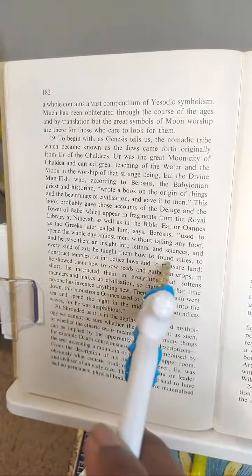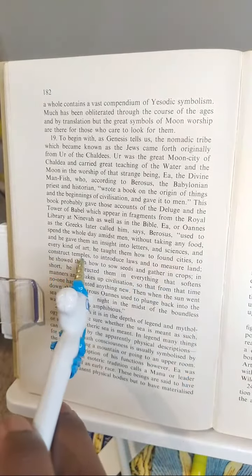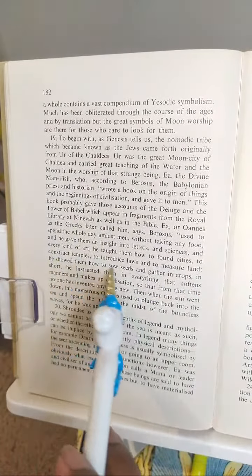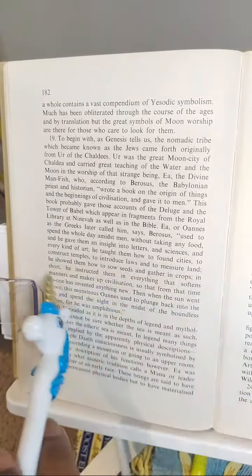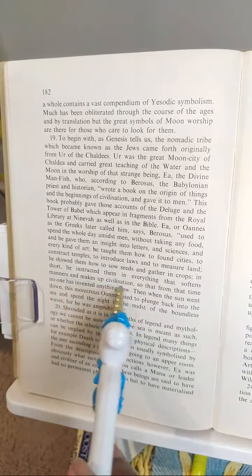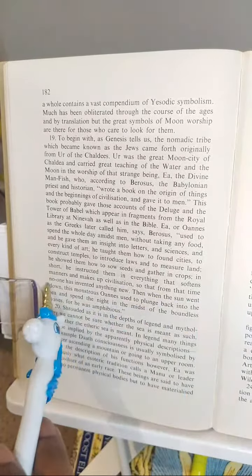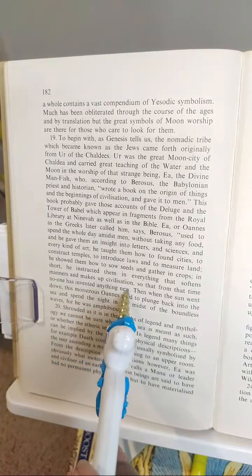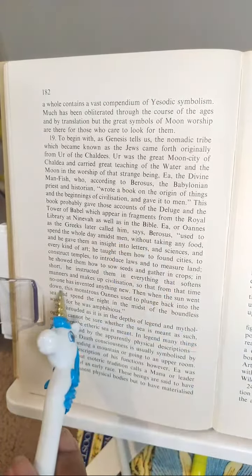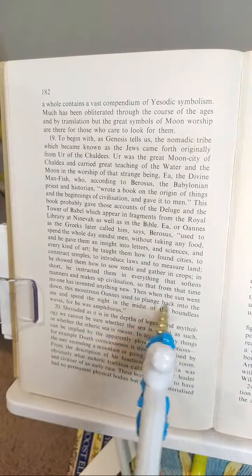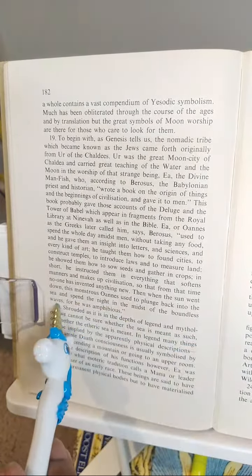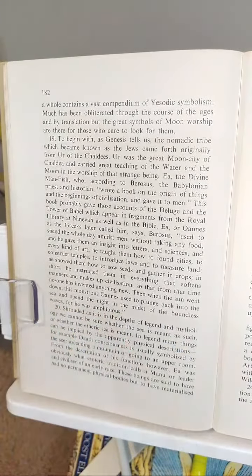He taught them how to found cities, to construct temples, to introduce laws, and to measure land. He showed them how to sow seeds and gather in crops. In short, he instructed them in everything that softens manners and makes up civilization, so that from that time, no one has invented anything new. Then, when the sun went down, this monstrous Oannes used to plunge back into the sea and spend the night in the midst of the boundless waves, for he was amphibious.